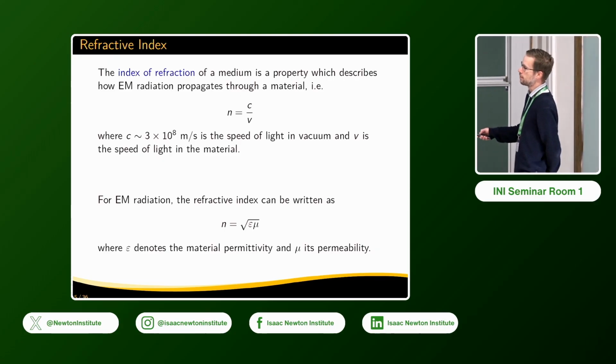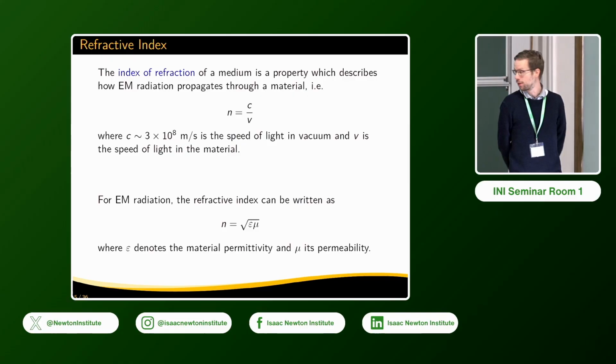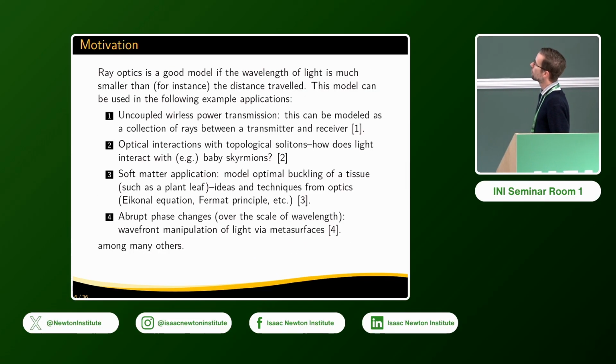So it's the same epsilon and mu that we saw in the previous slides, where they were coming in the constitutive relations relating the four fields to each other.